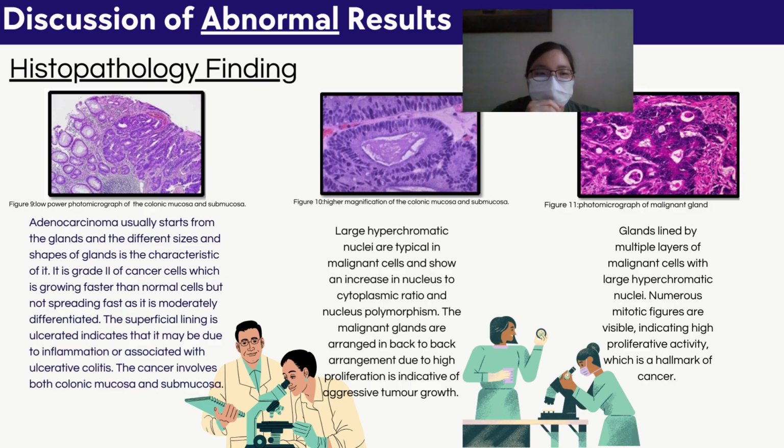Lastly, in this slide, the histopathology findings indicate adenocarcinoma, a type of cancer that starts in the glands. The cancer cells are moderately differentiated, meaning they grow faster than normal cells but not as aggressively. Photomicrographs show these cancer cells and their characteristics, such as hyperchromatic nuclei and numerous mitotic figures.